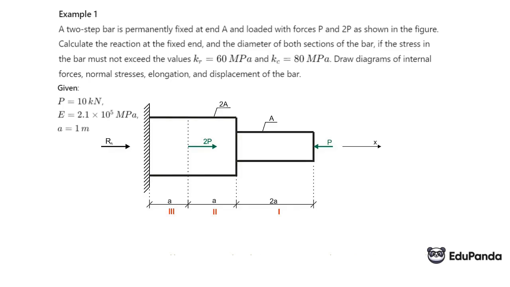If the stresses in the rod cannot exceed 60 megapascals, tensile strength, and 80 megapascals compressive strength. Draw diagrams of internal forces, normal stresses, and rod elongations and displacements. And the force P is given, which is marked in the figure. Young's modulus is given and dimension A, which describes the length of the rod, is given.